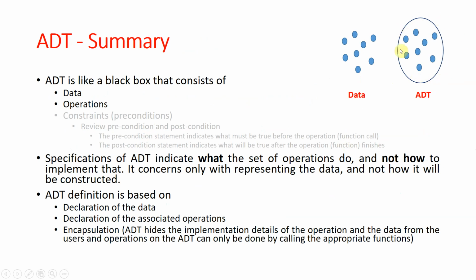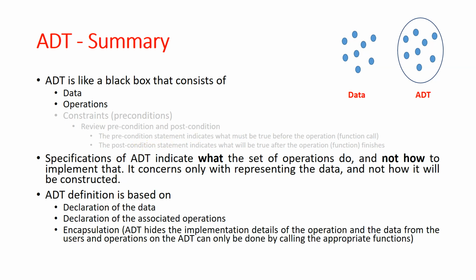ADT is basically a collection of data objects, and the operations that operate on these data objects. It's like a black box. We don't know how these operations are done. As I mentioned, it also incorporates constraints, known as preconditions. If you forgot what preconditions are, please review preconditions and postconditions. A precondition basically indicates what must be true before the operation, and we have the similar concept called postcondition. It basically means what's going to be true after the operation.